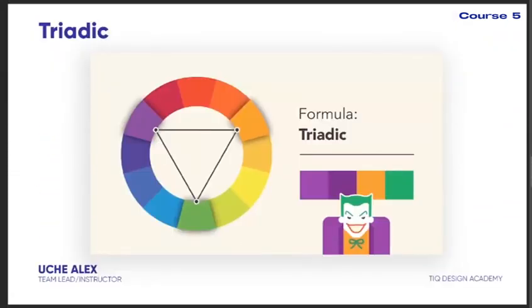Let's look at the next color harmony, the triadic. The triadic color harmony uses three colors that are evenly spaced, forming a perfect triangle. As I've said earlier, in between the colors, we have the exact number of color differences. So here I have 1, 2, 3.